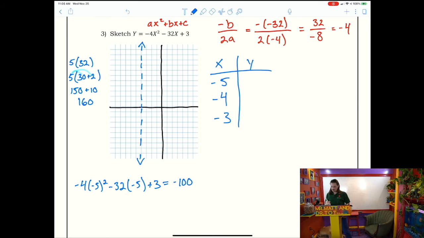So negative 32 times negative 5 is going to be a positive 160, and then we have plus 3. Negative 100 plus 160 is going to be a positive 60. Positive 60 plus 3 is a positive 63. So at x is equal to negative 5, we're going to be at positive 63.